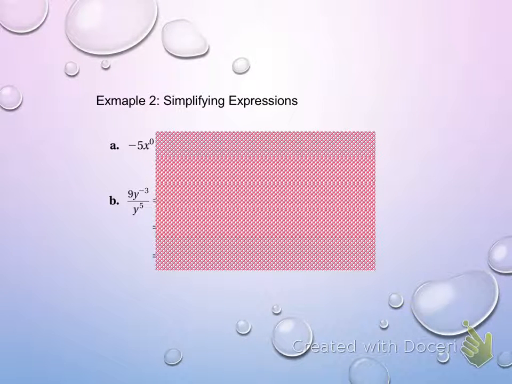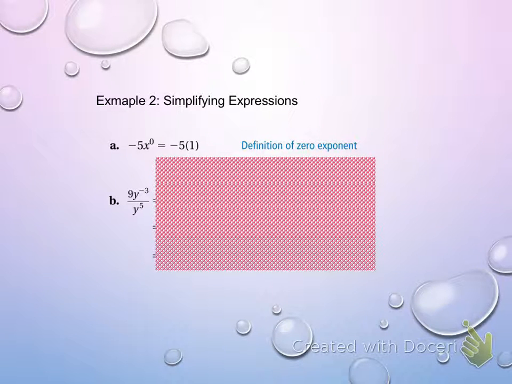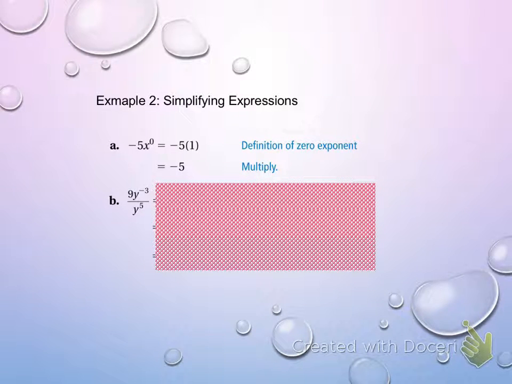Now let's look at example 2, simplifying expressions. Now remember, according to our zero exponent rule, x to the 0 is just going to be 1. So you get negative 5 times 1, which is simply negative 5.